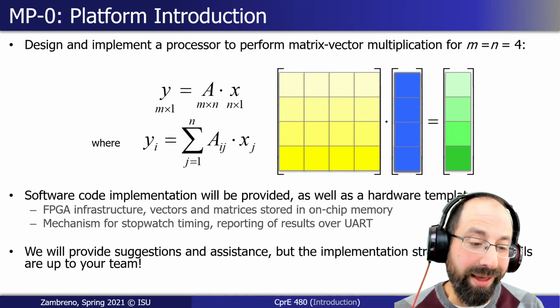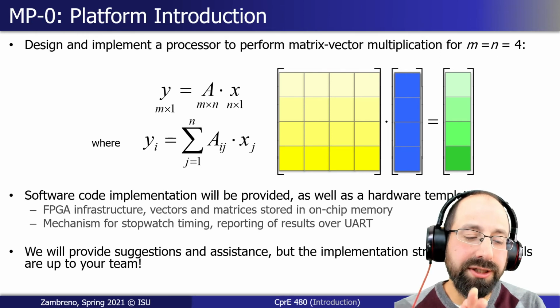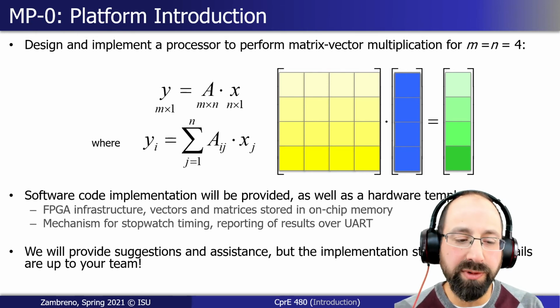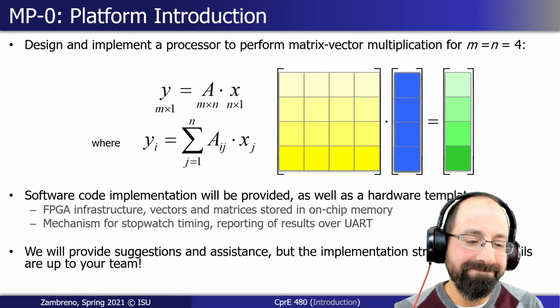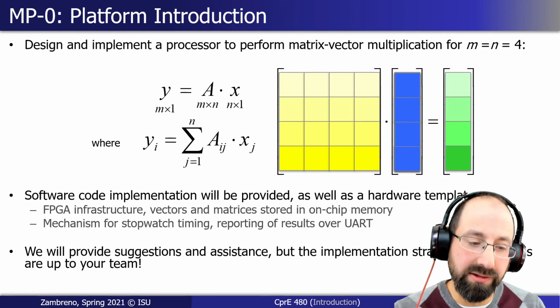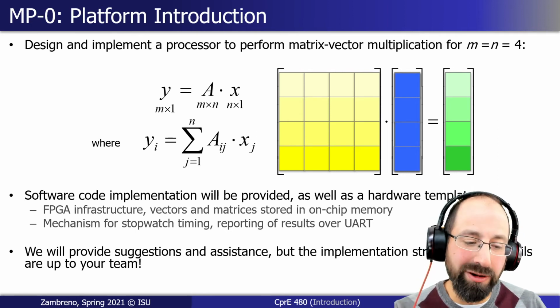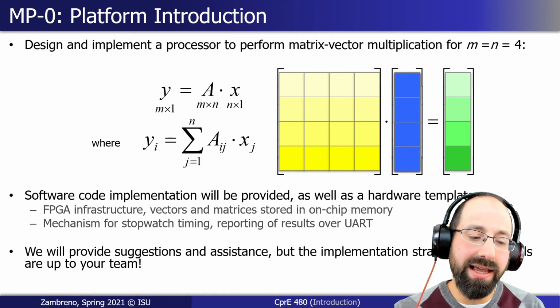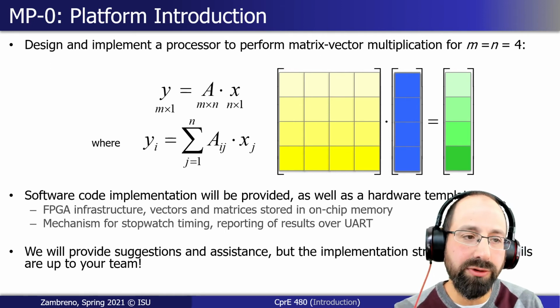But I'm not going to tell you that. And I'm not going to say, use this particular strategy to implement this matrix vector multiplication in VHDL. I'm going to tell you what a correct result looks like, so that you know you're done and you can stop once this is the case. And the implementation strategies, it's really going to be up to your team.